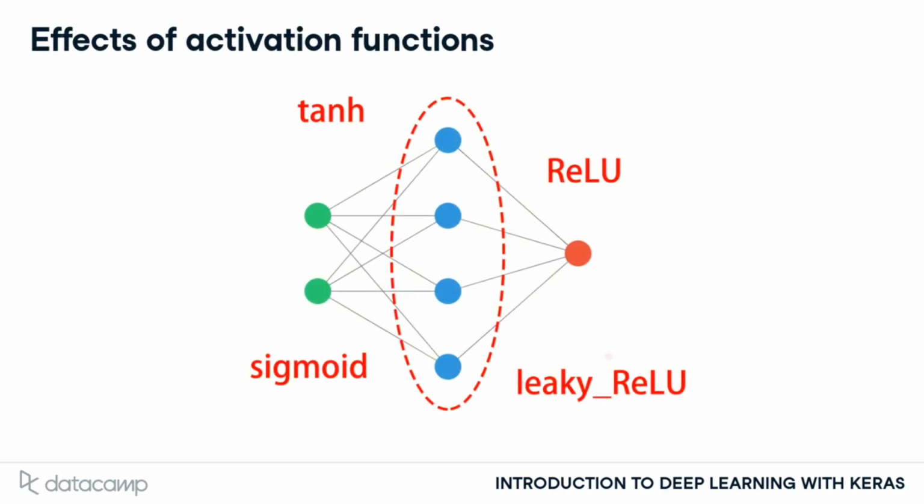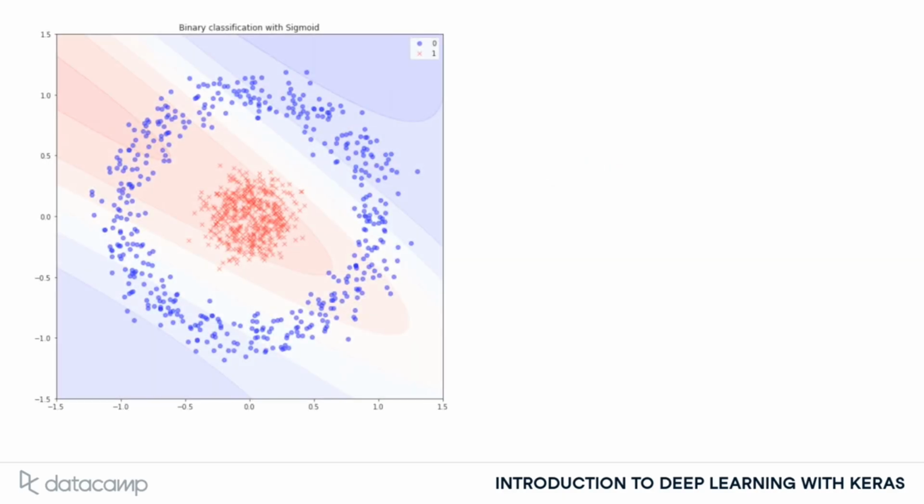Changing the activation function used in the hidden layer of the model we built for binary classification results in different classification boundaries. We can see that the previous model cannot completely separate red crosses from blue circles if we use a sigmoid activation function in the hidden layer. Some blue circles are misclassified as red crosses along the diagonal.